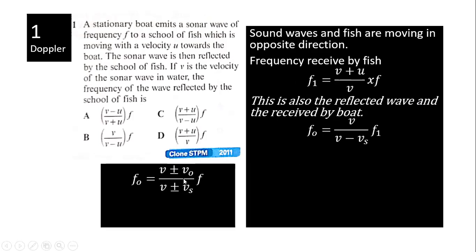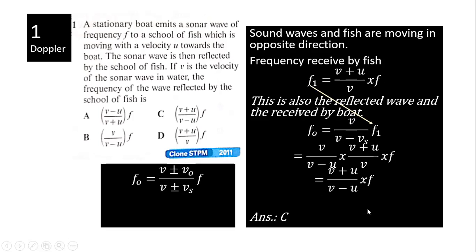So now the source of sound is the reflected frequency of the fish. You must reorient your thinking. Now that frequency is the frequency received by the boat. The fish is the one that doesn't change. So the source of the wave is now changing. Normally the boat is the source, but now the fish is moving towards them. So replace the f1 into this equation. The v and the v will cancel off. So that's the answer. Okay, good.